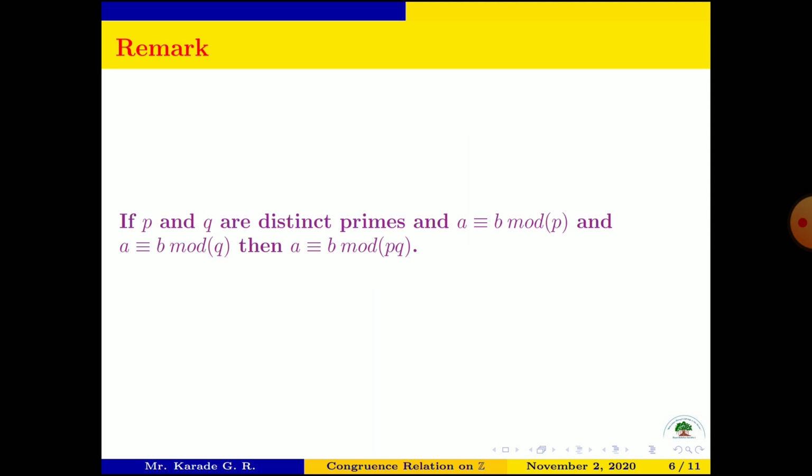If p and q are distinct primes, and a is congruent to b mod p as well as a is congruent to b mod q, then the result is a is congruent to b mod p into q. That is a very simple remark, and we can understand it very easily by using previous examples.